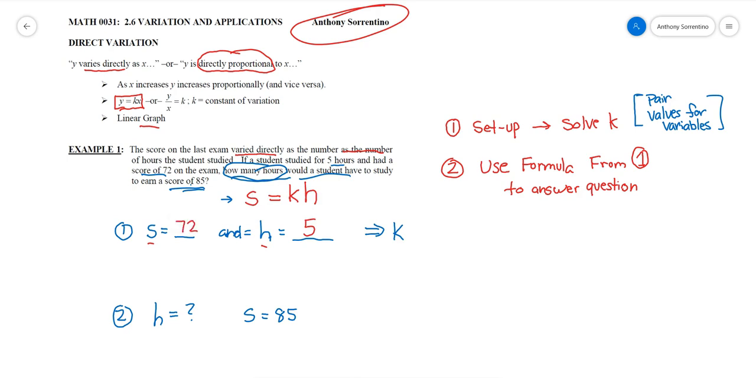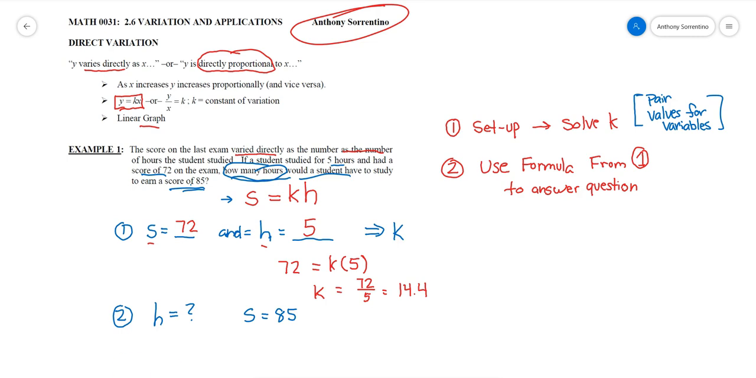So now my formula is 72 equals K times 5. For me to solve for K, I would divide both sides by 5, and I would get that K is 72 over 5, which is the same thing as 14.4. So that's not my answer. I'm not done with this problem yet. I just now have my constant of variation.